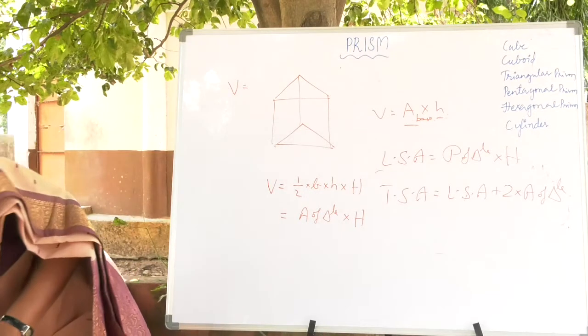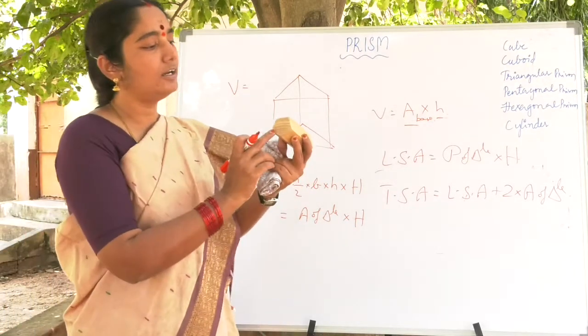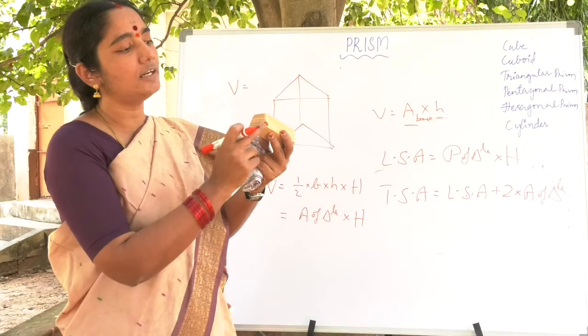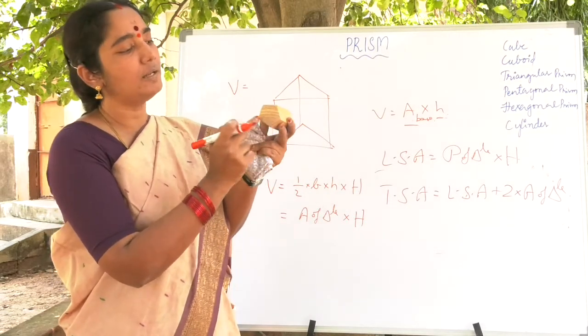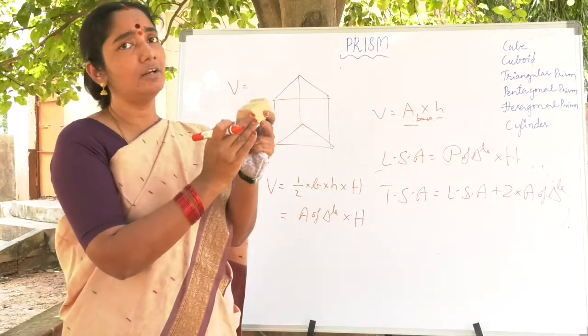Similarly, this is a pentagonal structure. If it has a 5-sided base, we call it a pentagonal prism.